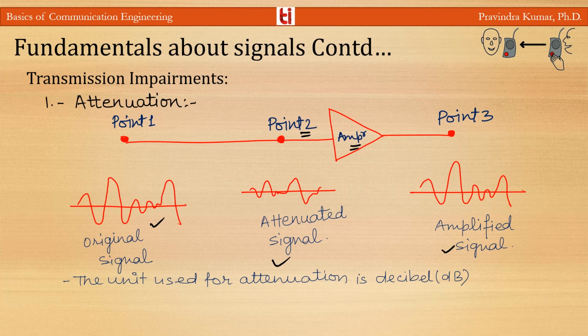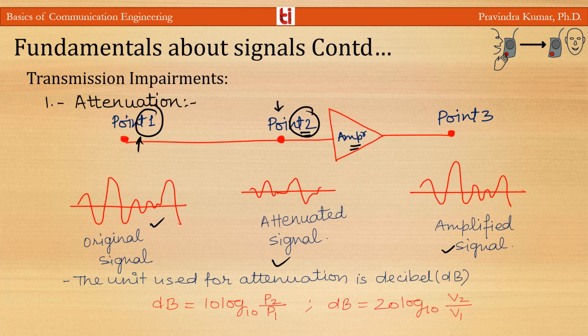It measures the relative strength of two signals, and dB means 10 log 10 of power at point 2 divided by power at point 1. So I am going to find out the power at point 2 compared to point 1. And you know the power is proportional to voltage squared, so I can write in dB it is 20 log 10 V2 by V1 if the voltage is given.